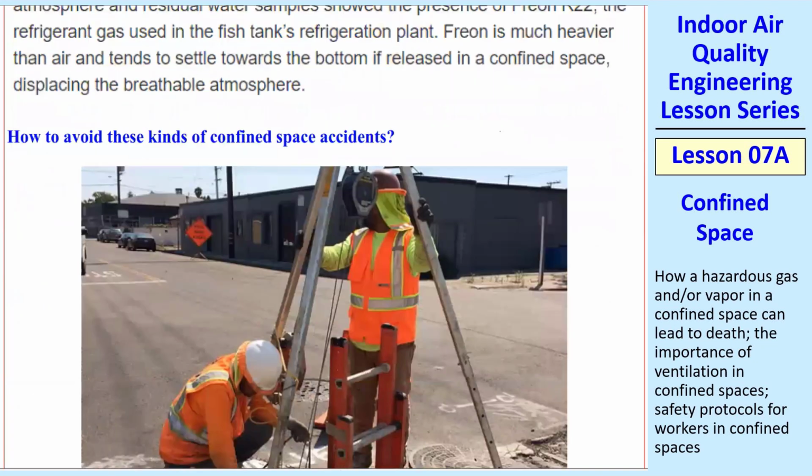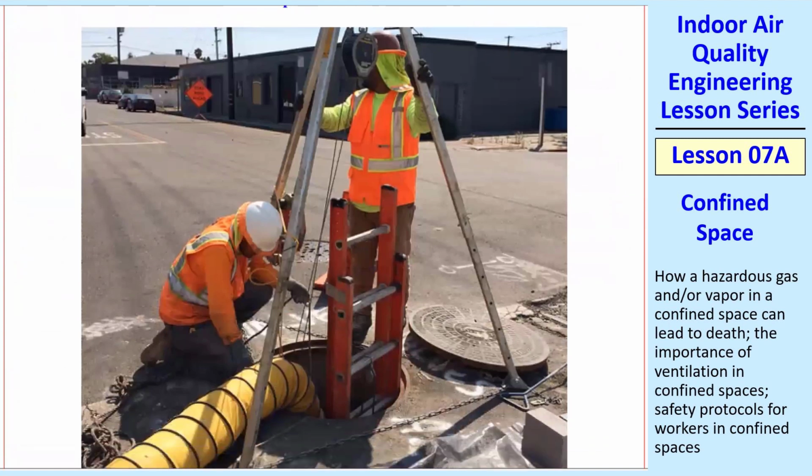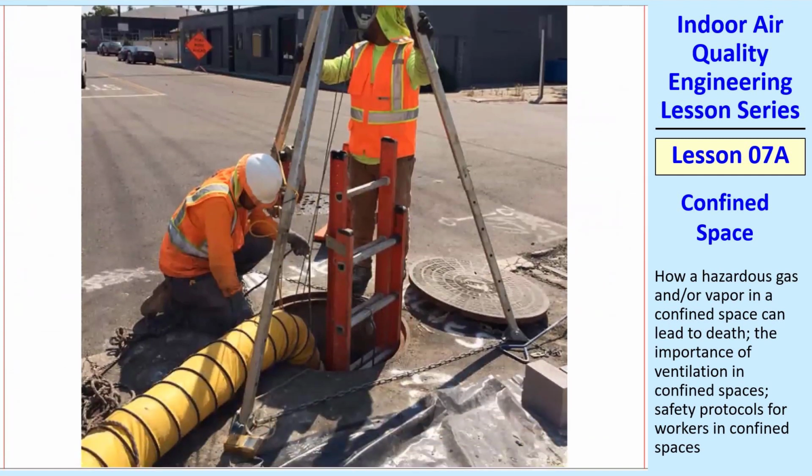So how do you avoid these kinds of confined space accidents? The best way, and if you follow all the OSHA rules, is to have a ventilation system. Here you can see a flexible tube, and off to the side is a fan that's blowing fresh air down into this manhole. This is some kind of a utility tunnel underneath, and then the workers go down in this ladder, and then they have a tripod, and you could see some cables where the workers will be attached to a harness from this tripod and go down.